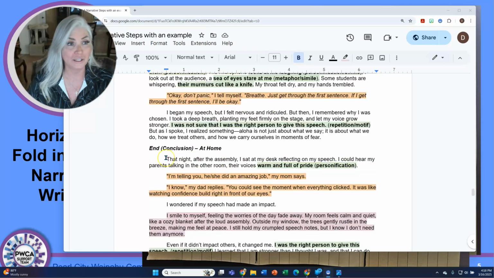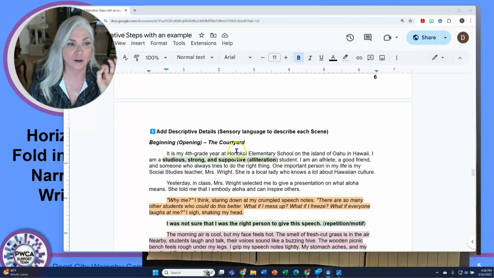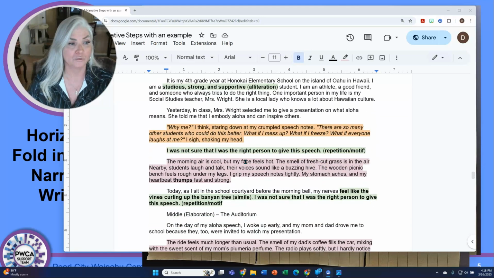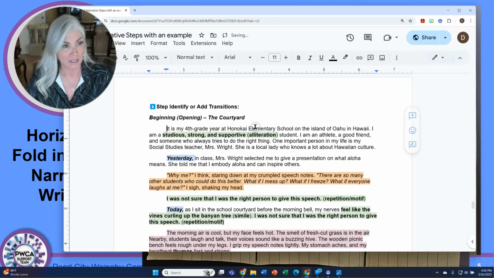So those were the only scenes we added. We didn't have to add every adjective and adverb in order to make it sound even better. We just added those. So now that we've added our sensory language and details, now we just add our transitions or highlight them.